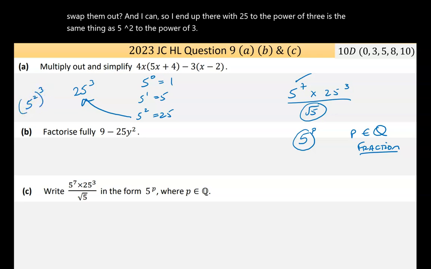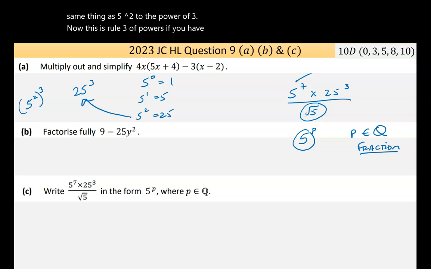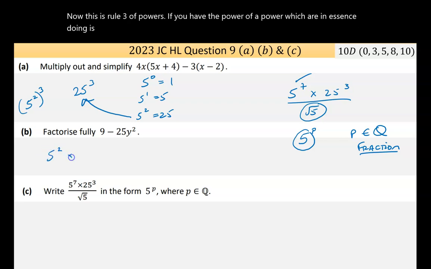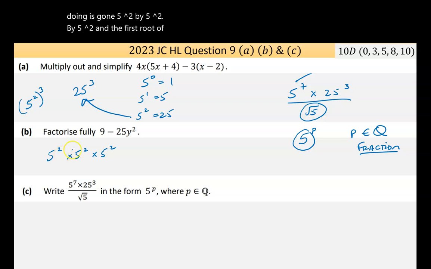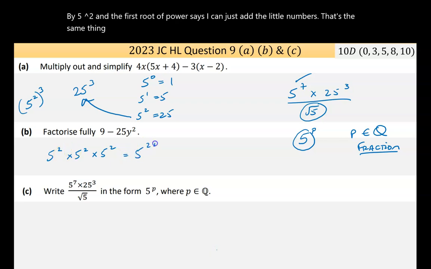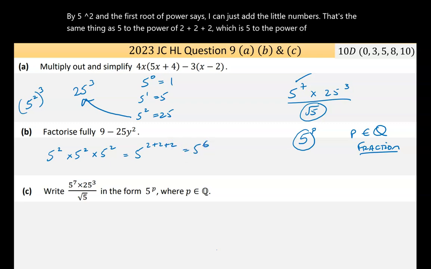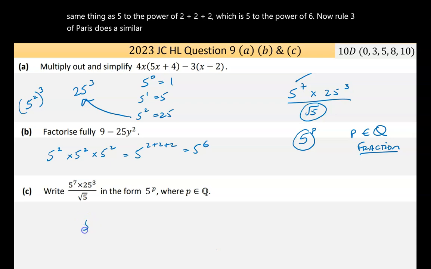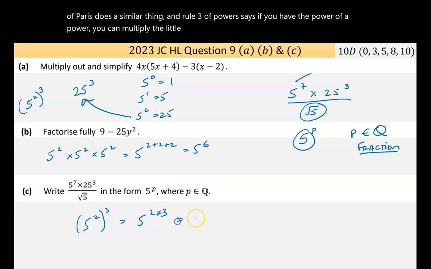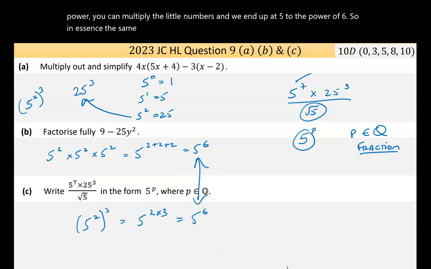Now, this is rule 3 of powers. If you have the power of a power, what you're in essence doing is going 5 squared by 5 squared by 5 squared. And the first rule of powers says I can just add the little numbers. That's the same thing as 5 to the power of 2 plus 2 plus 2, which is 5 to the power of 6. Now, rule 3 of powers does a similar thing. Rule 3 says if you have the power of a power, you can multiply the little numbers. And we end up at 5 to the power of 6. So in essence, the same answer. So you can get there in different ways.